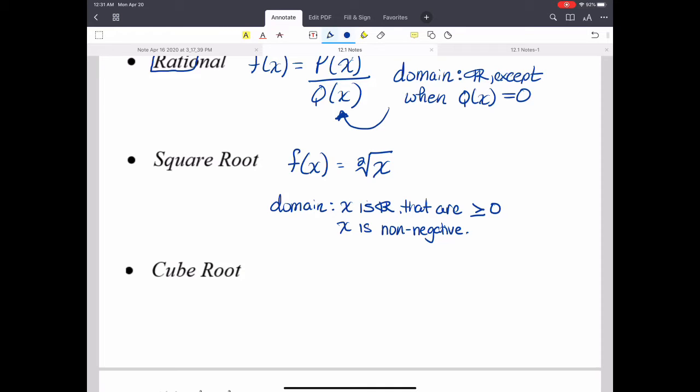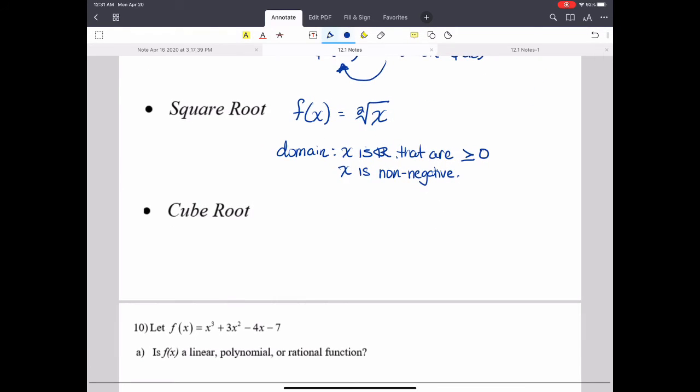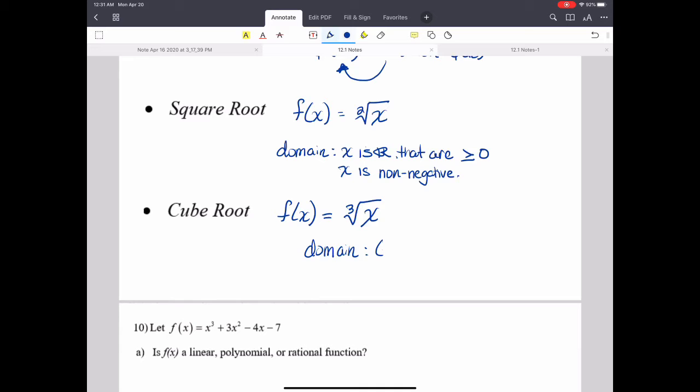If I said x has to be positive, then I'm not including 0, but we could say x is non-negative and get away with that. And the cube root, you can probably see a pattern emerging here, is going to be something like this. And the domain of this one, if you remember with cube roots, x could be negative or positive. So you can have all reals there.